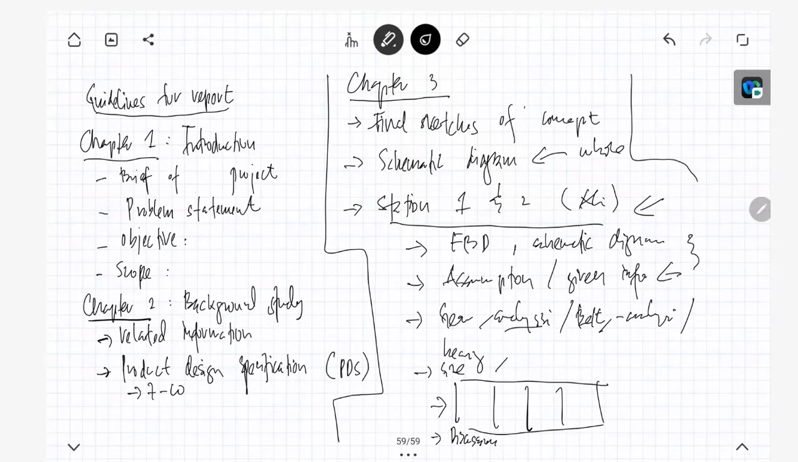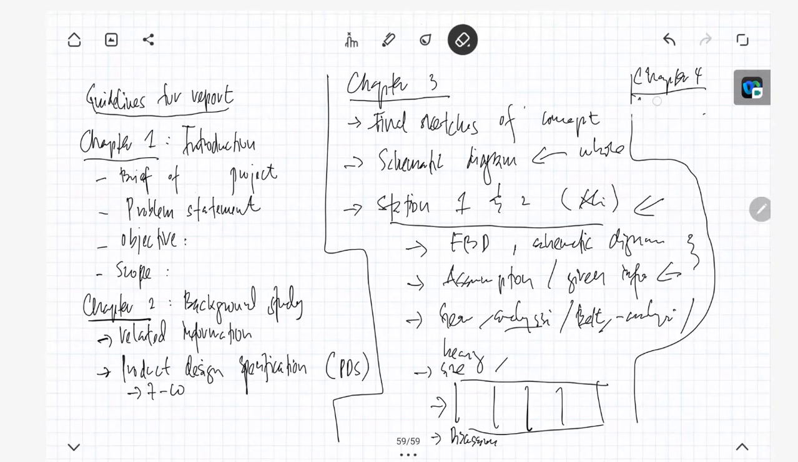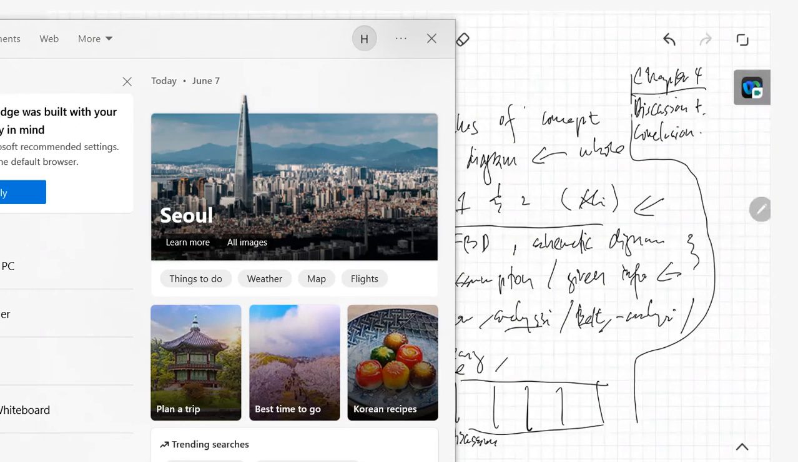And the last chapter is chapter 4, your discussion and conclusion. In discussion and conclusion, give any suggestion.